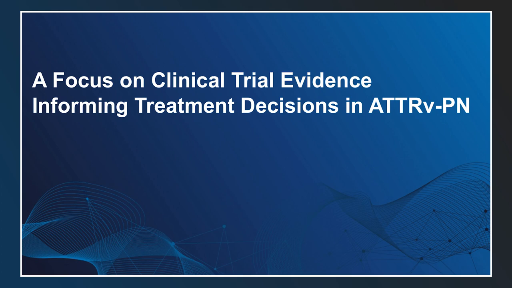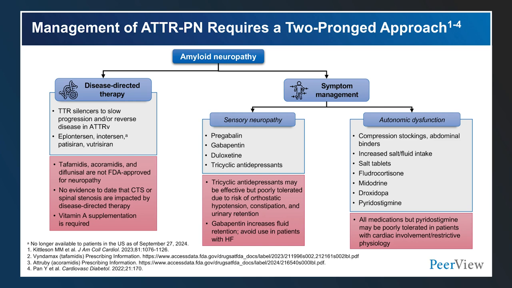Okay, so let's talk a little bit about the clinical trials informing treatment decisions in ATTR polyneuropathy. So you have diagnosed your patient with amyloid polyneuropathy. There's two things that you need to do: make sure that the disease doesn't progress and that the amyloid doesn't spread, but you also want to improve the quality of life by treating the symptoms. So we're going to talk about mainly the disease-directed therapy, but for the neuropathy, it's really symptomatic management with pain medication. For the autonomic dysfunction, you're going to treat the orthostatic hypotension, the GI issues, and so forth.